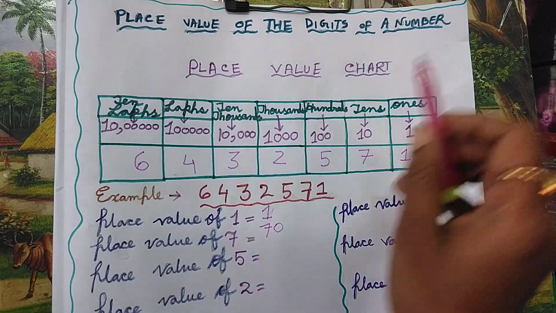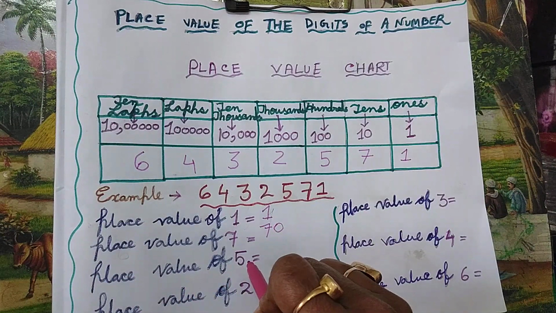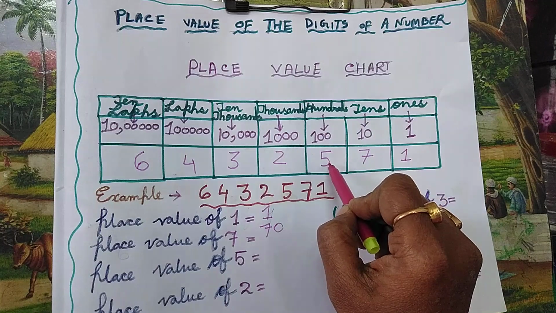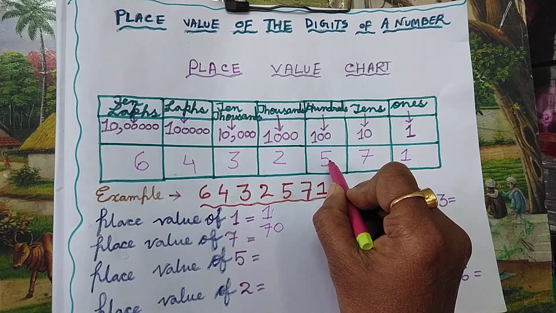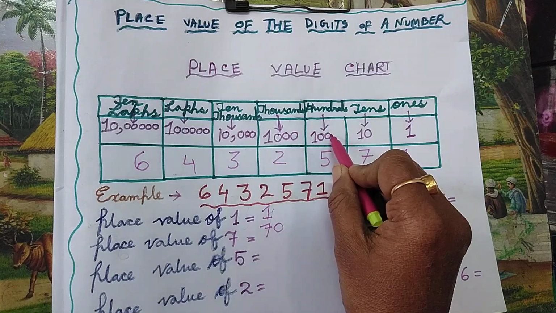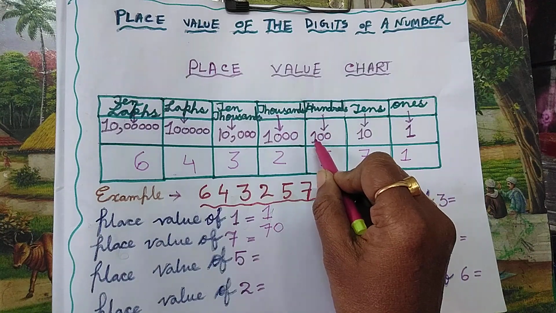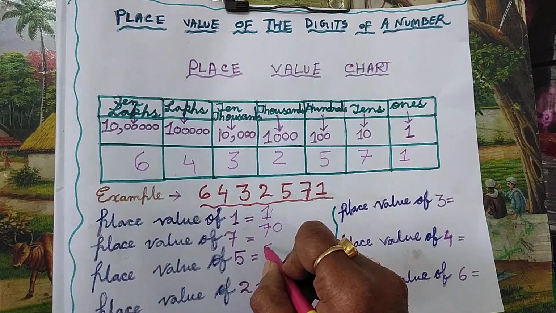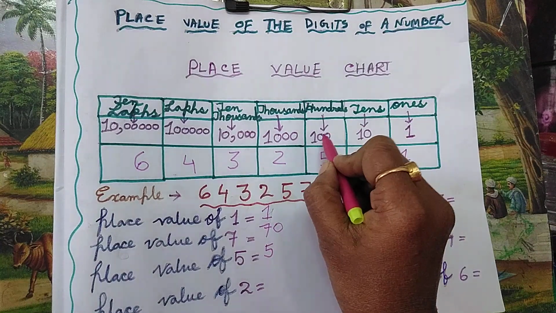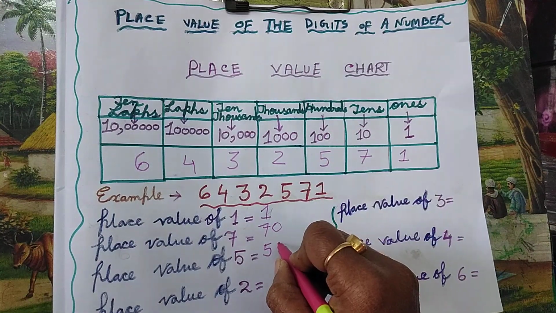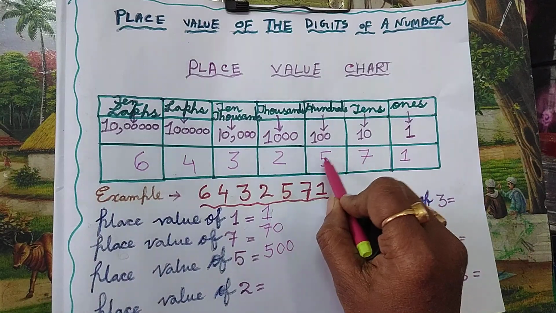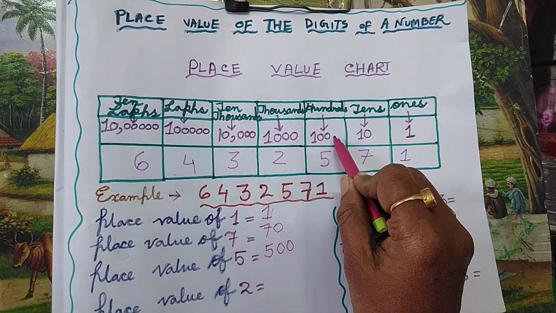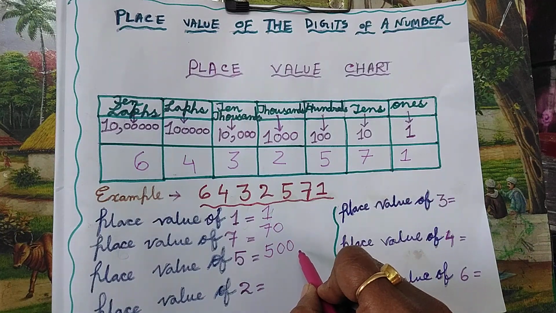Okay. Now place value of 5. 5 hundreds. 5 cross 100. 5 ones are 5 in 100. 2 zeros are there. I will put 2 zeros. Okay. So 5 cross 100, 500.